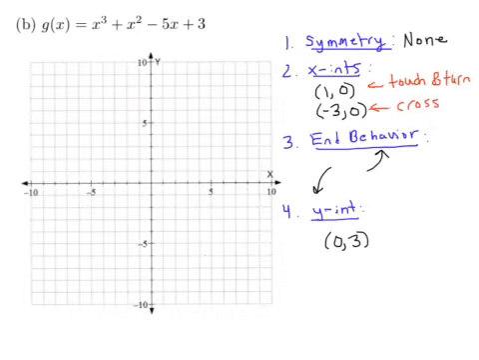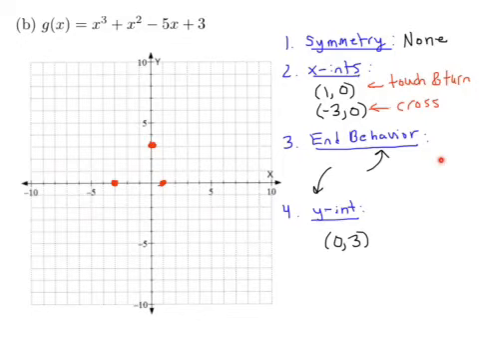Here's a summary of all the information we gathered, and we'll use it to draw a rough sketch of the graph of this function. And I'll start by plotting our x-intercepts and our y-intercept on here. So we have an x-intercept at (1, 0), that's here-ish. We have one at (-3, 0), which is roughly here. And we have one at (0, 3) for a y-intercept. And so there are my 3 different points.